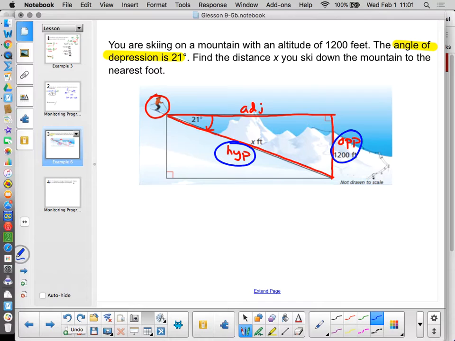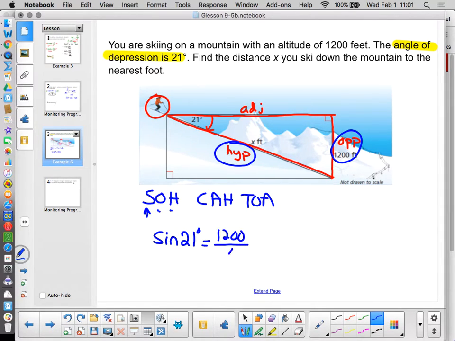Opposite hypotenuse is which function? So again, we look at our cheat here, SOHCAHTOA, and opposite hypotenuse is right here. Opposite hypotenuse is sine. So I'm going to use the sine function of my angle equals the length of the opposite over the length of the hypotenuse.